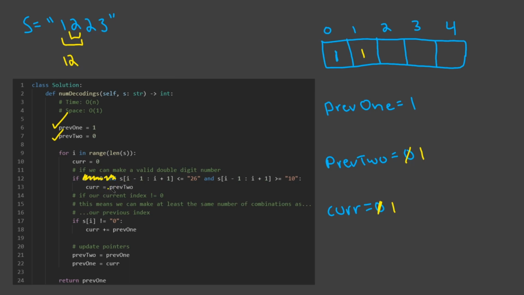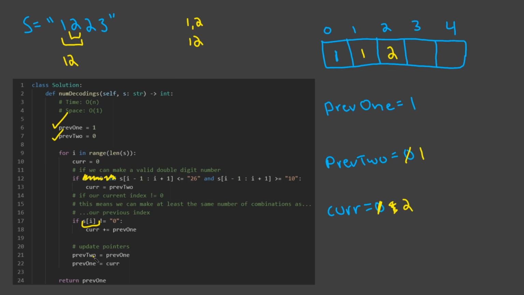So we want to update our current to be equal to previous 2, which is already 1, so we're good there. And now we check, is the current number we're looking at not equal to 0? So let's see, we're looking at 2, and 2 does not equal 0, so what we can do is add current is equal to current plus previous 1. Previous 1 is 1, current is 1, so our current is now going to be 2. And now we can update our second index here to be 2. So that means up to this point we have two different combinations. And we know that's true because we can make 1 and 2, or we can make 12.